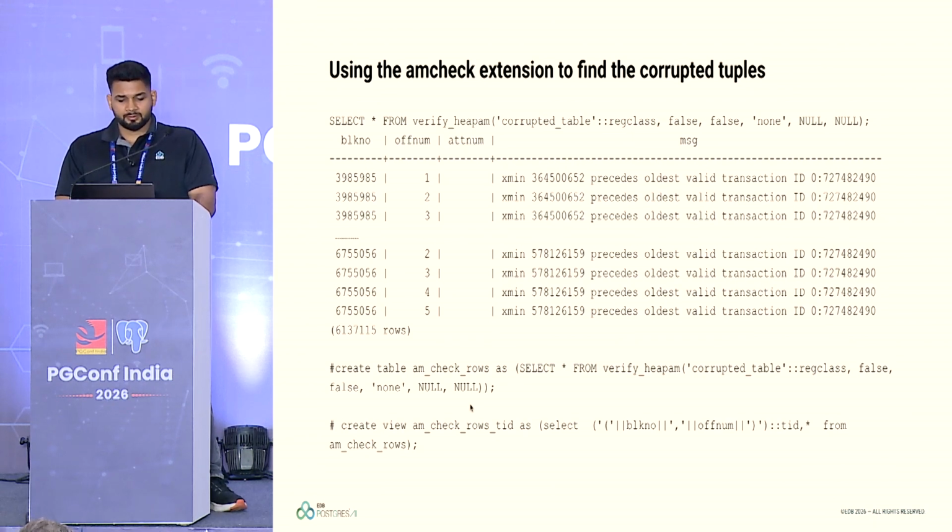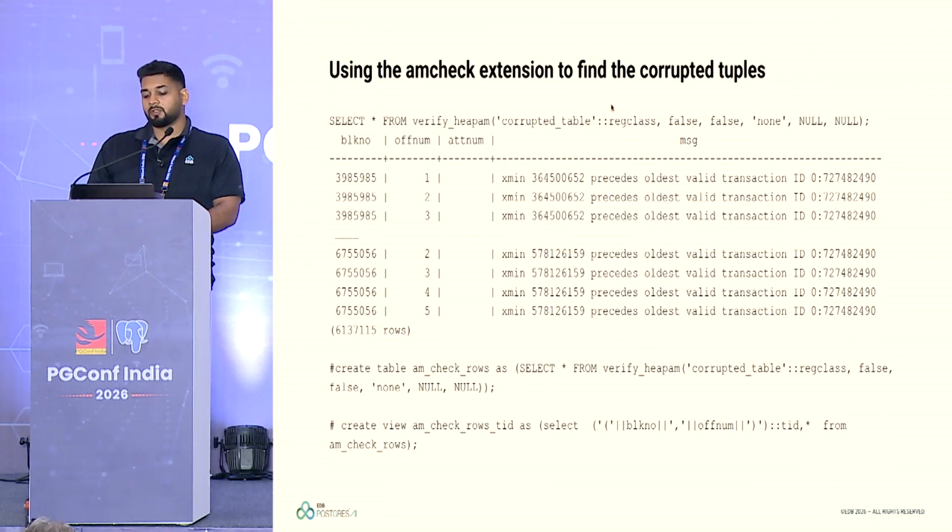So I captured the data of this list of corrupted rows in a table and created a few views to make more sense out of that data, because just by looking at the block number and the offset within the block, it's very hard to take any action, especially if you're dealing with 6.1 million of them.